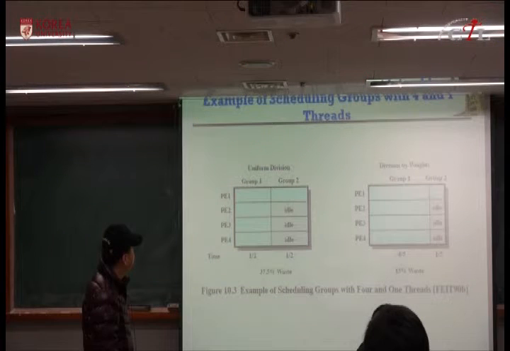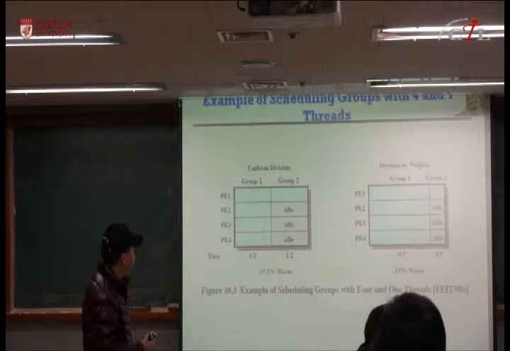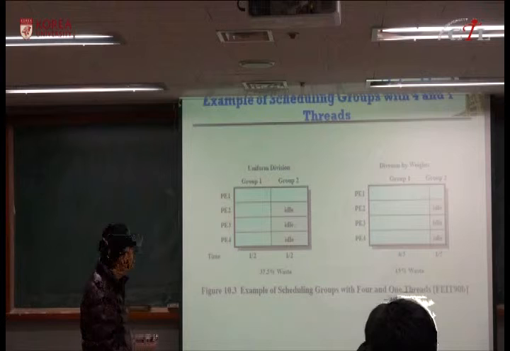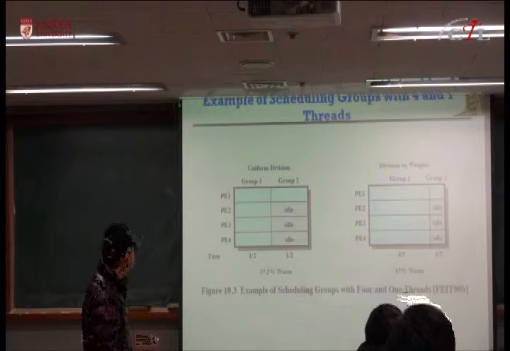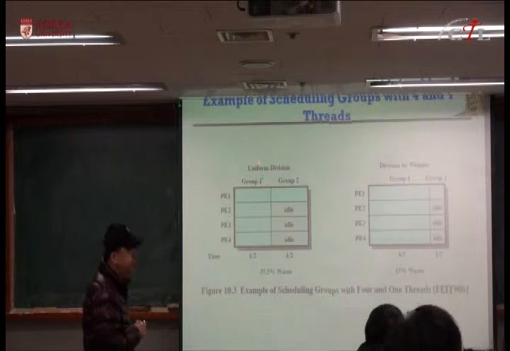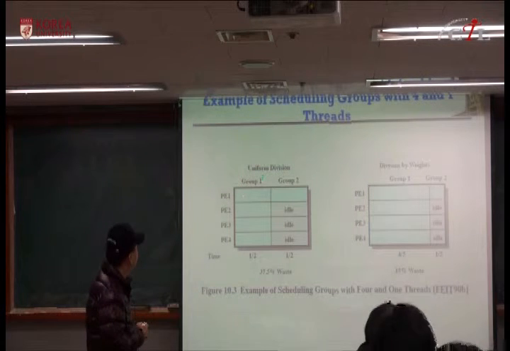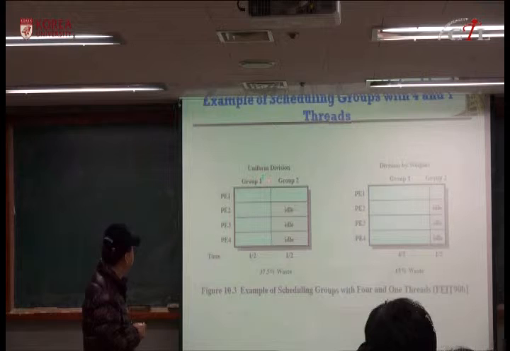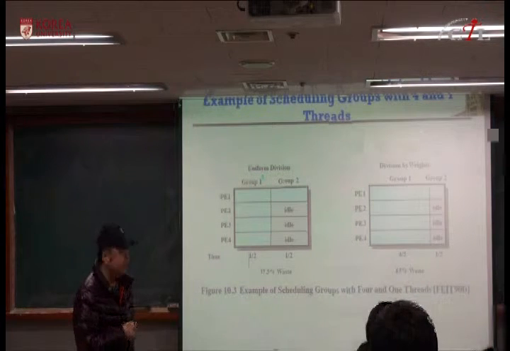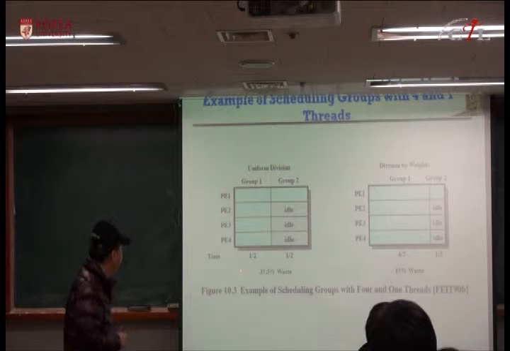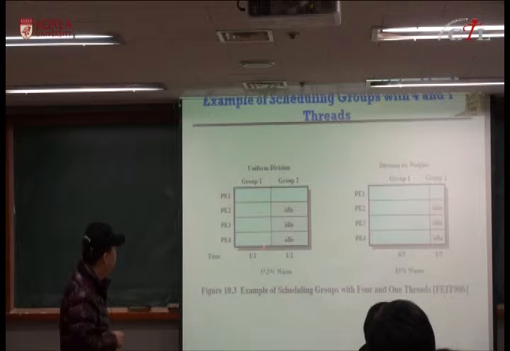This is an example showing gang scheduling of 2 different approaches. So here you have 2 groups. The group means maybe an application. In this group, it has 4 threads. This group has only a single thread. And you can assign CPU time equally. This is called uniform division.